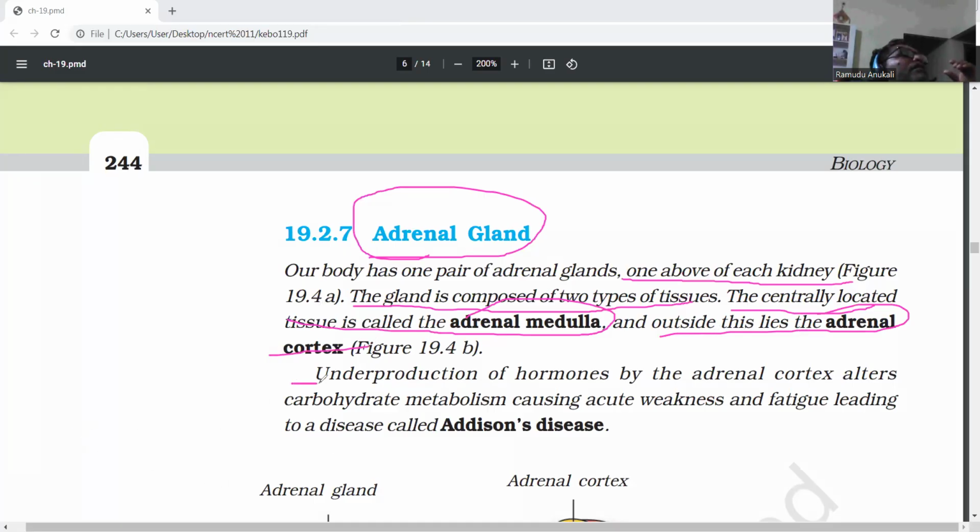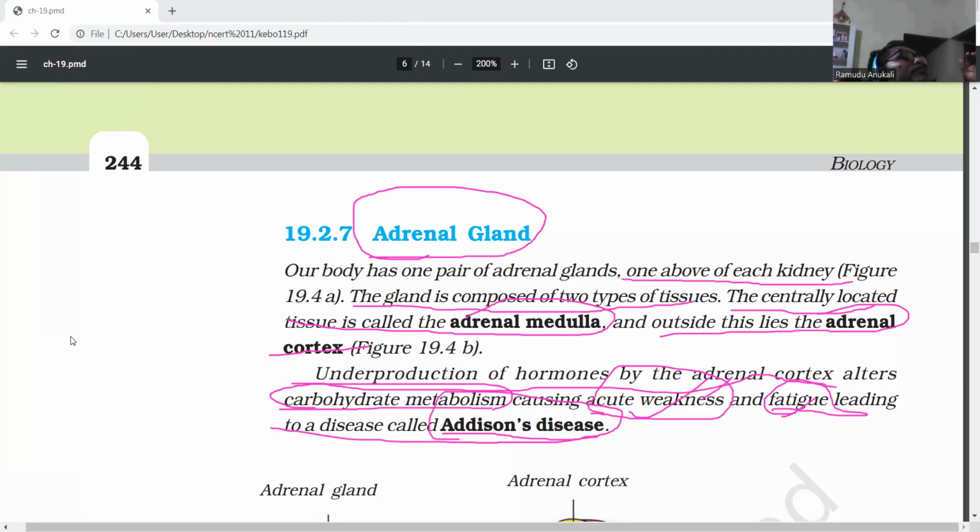Under production of hormones by the adrenal cortex alters carbohydrate metabolism, causing acute weakness and fatigue, leading to a disease called Addison's disease. So, this is very, very important at examination level. Due to the defect of carbohydrate metabolism, there will be acute weakness and fatigue. Fatigue means tiredness. Weakness and fatigue lead to a disease called Addison's disease.